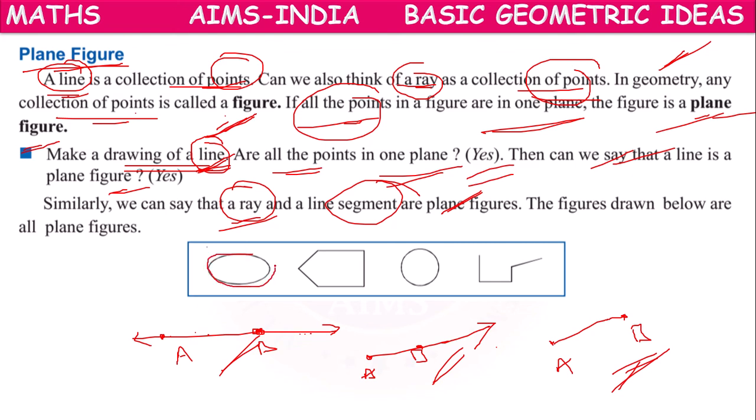Here we have some more diagrams, like a circle, a quadrilateral, a pentagon. This is actually an ellipse, an oval shape. This circle is one kind of shape. These are all considered plane figures.